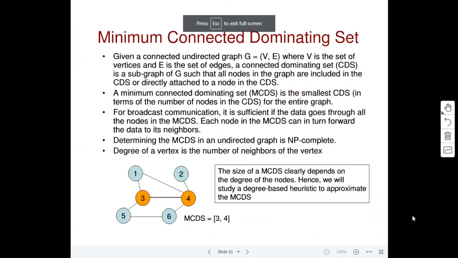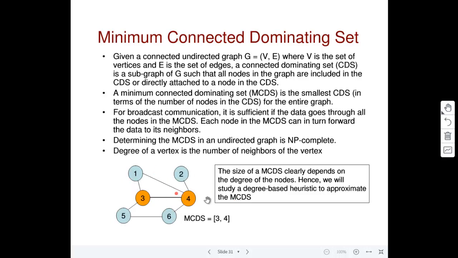Now, what is a connected dominating set? A connected dominating set, which we refer to as CDS, is a set of vertices such that any vertex in the graph is either in the CDS or is a neighbor of a vertex in the CDS.